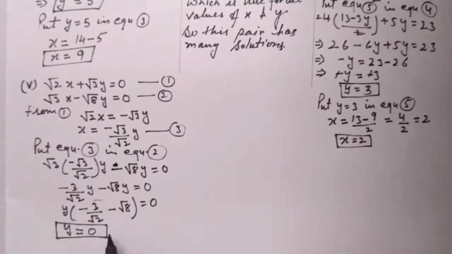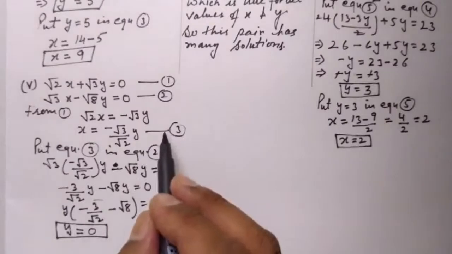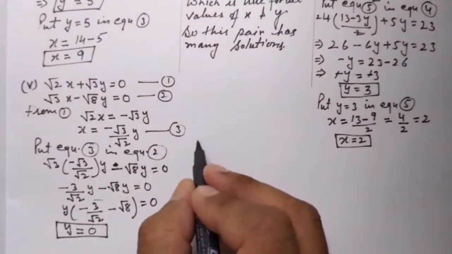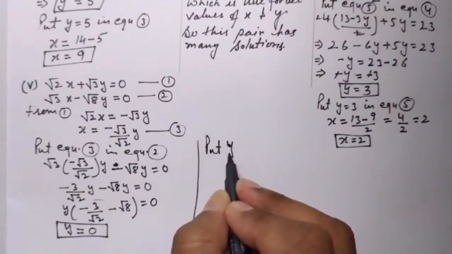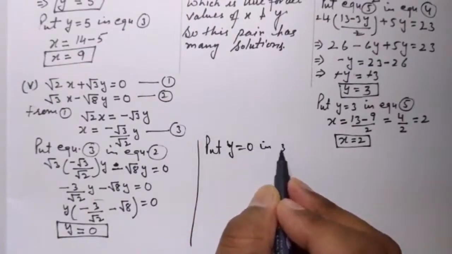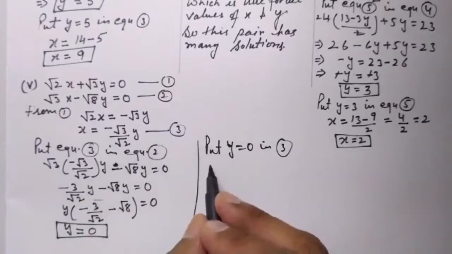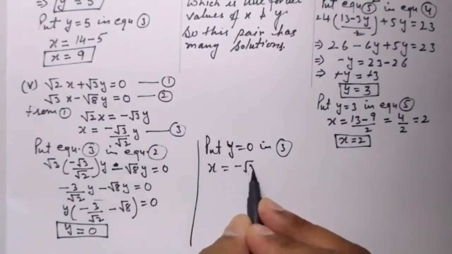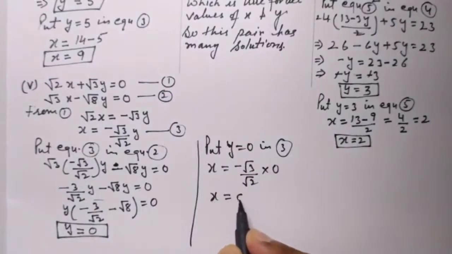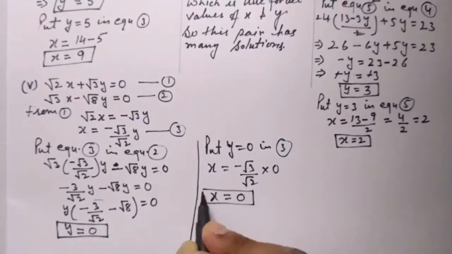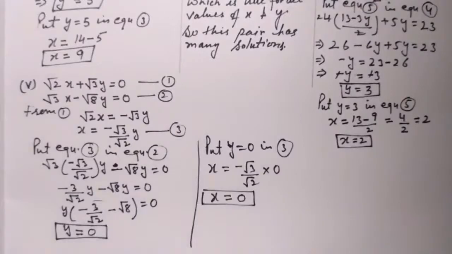So now we'll fill this y value 0 in equation 3. So put y is equal to 0 in equation 3. So it becomes x is equal to minus root 3 over root 2 into 0. So 0 into something is 0. So x is equal to 0 and y is equal to 0, the answer. So this way we will do substitution method. So thanks for watching.